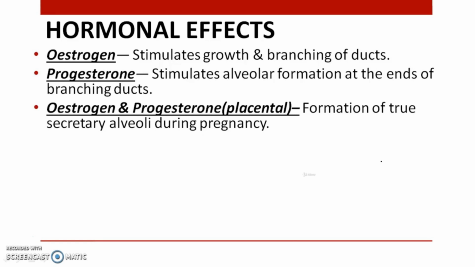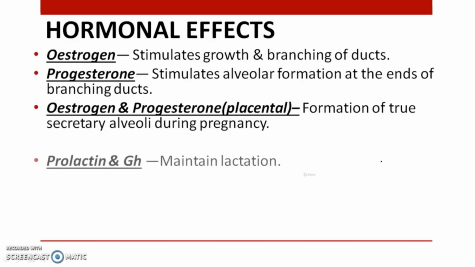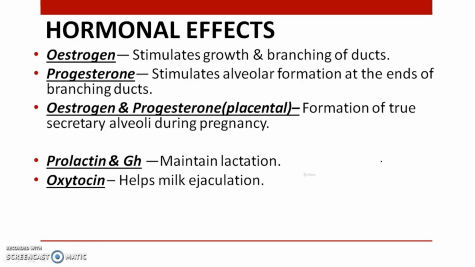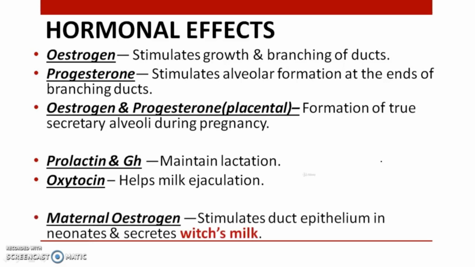Those hormones are important for alveolar secretion during pregnancy. Then we have prolactin and GH, that is growth hormone, which are important for maintaining lactation. So prolactin and growth hormone are used in the mammary gland for lactation, and another hormone, oxytocin, is important for milk ejection. Oxytocin is the hormone responsible for milk ejection.